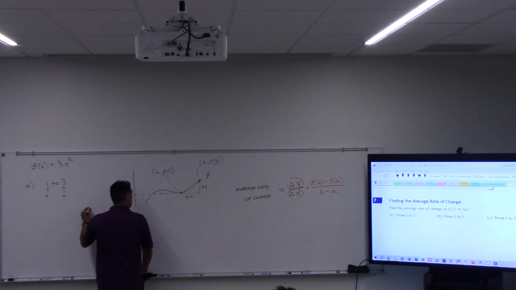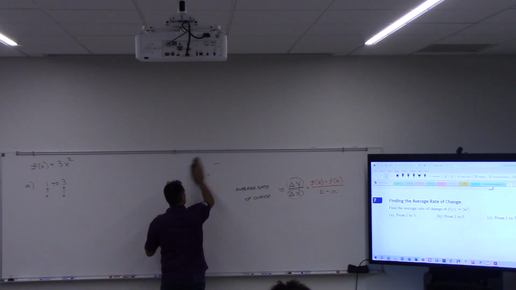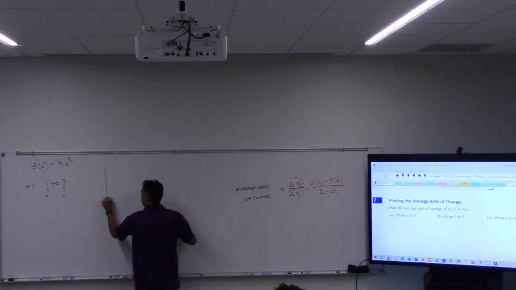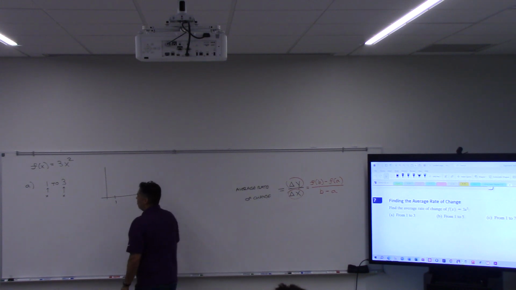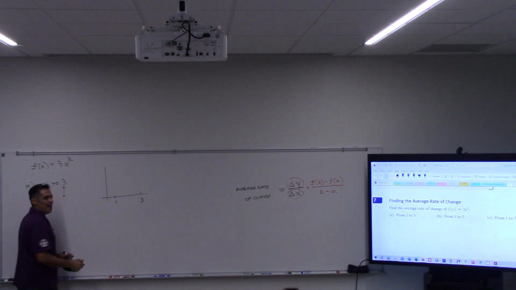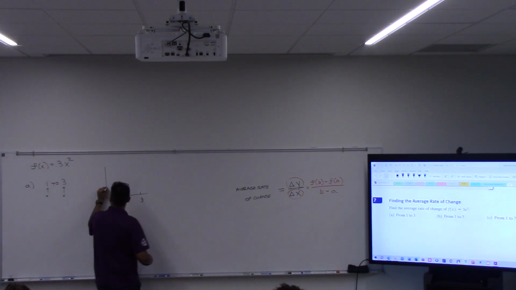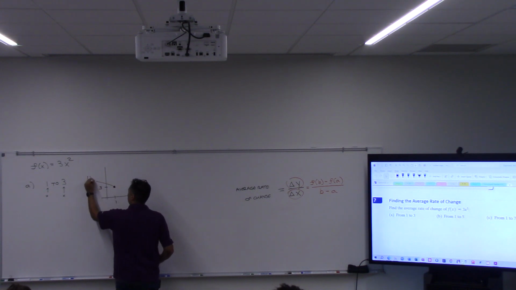So visually, it looks like this. We don't need the visual to answer the question. I just want to make sure you understand it. So they're giving us from 1 to 3, they want to know the average rate of change. So first thing I'm going to do is figure out what happens when I plug 1 into this function. So what happens if you plug 1 in right here? It equals 3. So that means here at 3, if I plug in 1, I get 3.